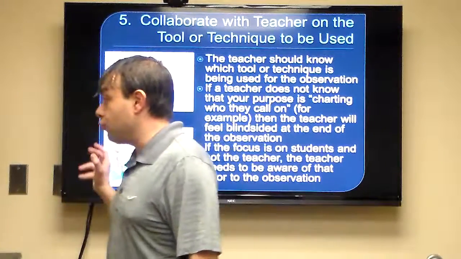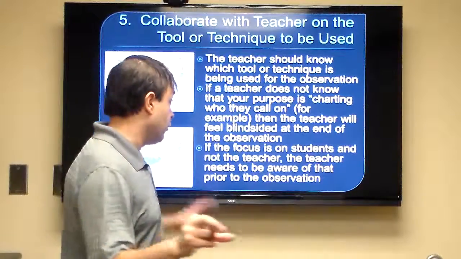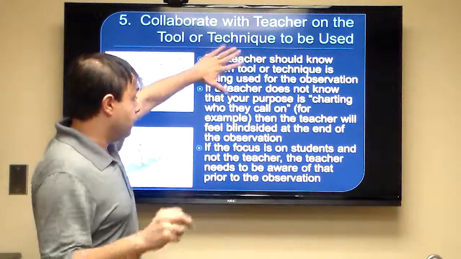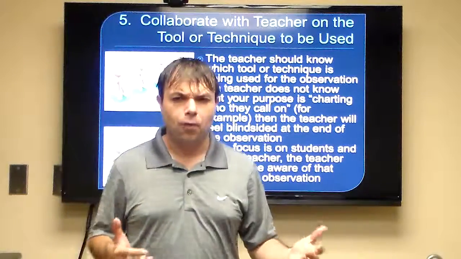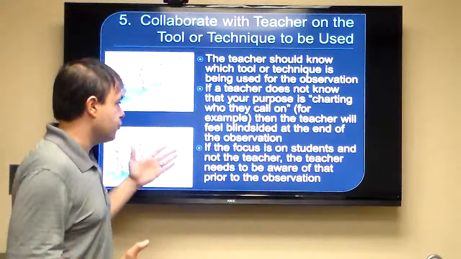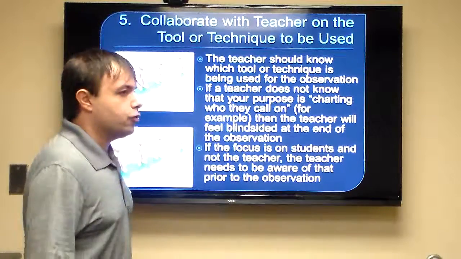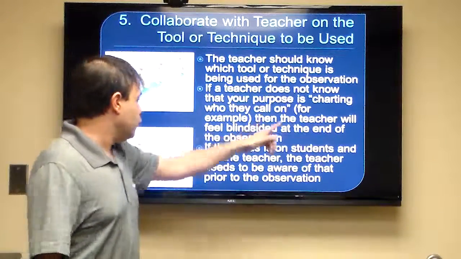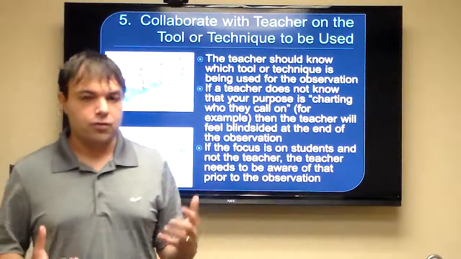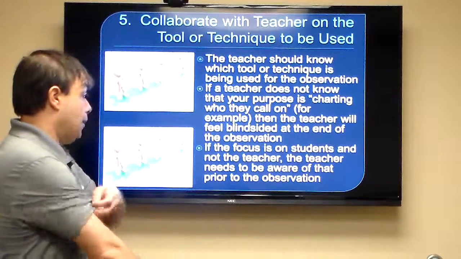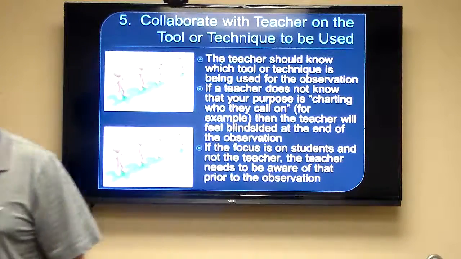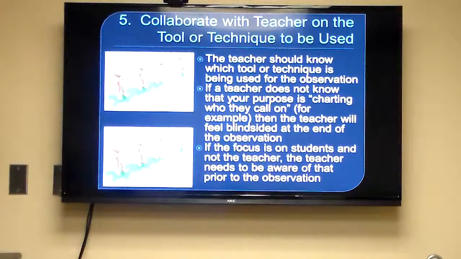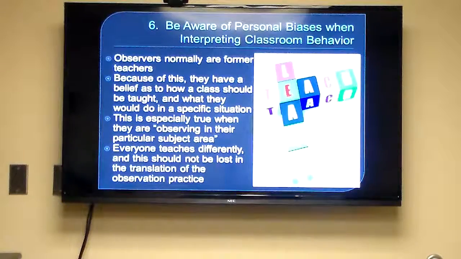The teacher should know what tool is being used for the observation. If the purpose of it is to figure out if the teacher calls on different people, you should discuss that with the teacher first. If you say, this is the tool I was using, here's the observation, you failed, the teacher's blindsided and they're not going to have a good perception of how the observation went. If the focus is on students, the teacher needs to be aware of that, not worried about their teaching practice, but worried about what the students are learning and what the students are getting out of that observation procedure.